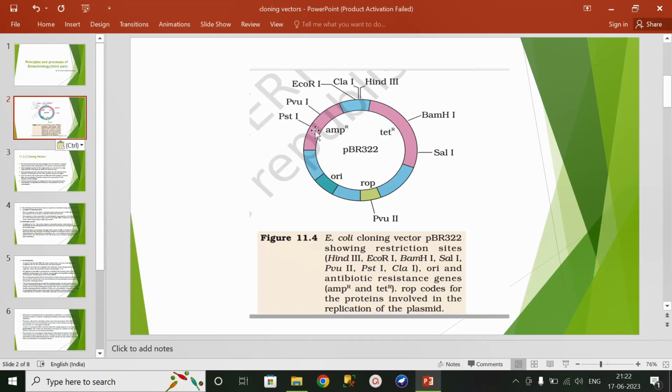These two are antibiotic resistance genes, in which tetracycline contains BamHI, that is a restriction endonuclease. After that, SalI restriction endonuclease. And here is rop, which is involved in replication of the plasmid and which contains PvuII site as a restriction site. So here we are going to discuss more about the E. coli cloning vector.